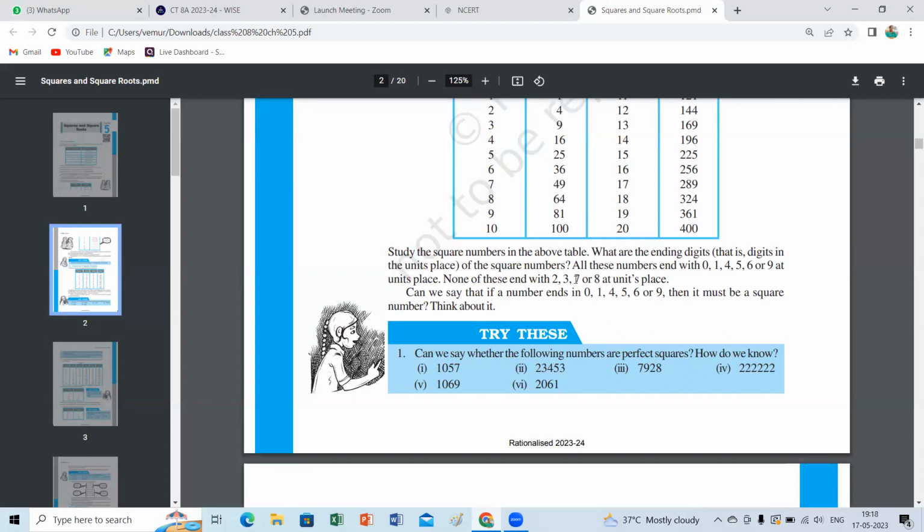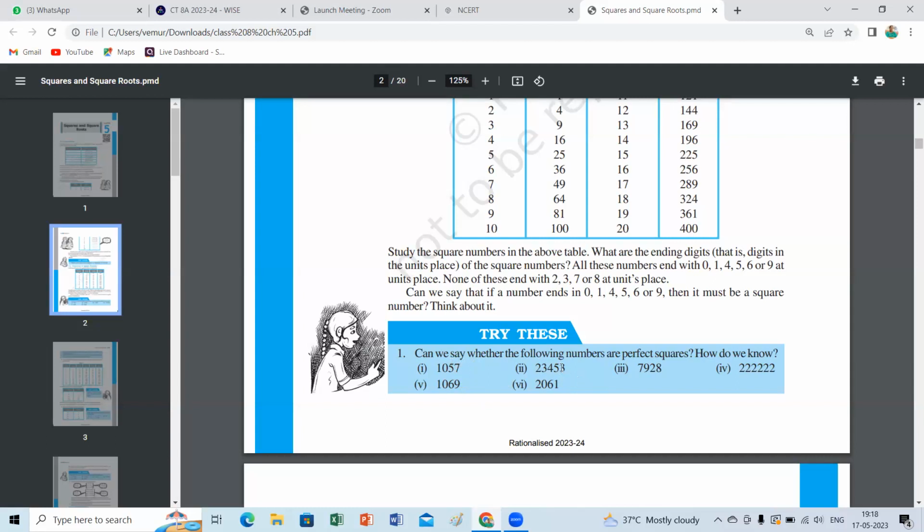If 2, 3, 7, 8 occur as the units place, then directly you can write that these are non-square numbers, because the digit ends with 2, 3, 7, 8. Now you have to try this. A few numbers are given here. No need of doing calculations. By looking at the number, you can say whether these numbers are perfect squares or not. 7 is the units place. It's not a perfect square.